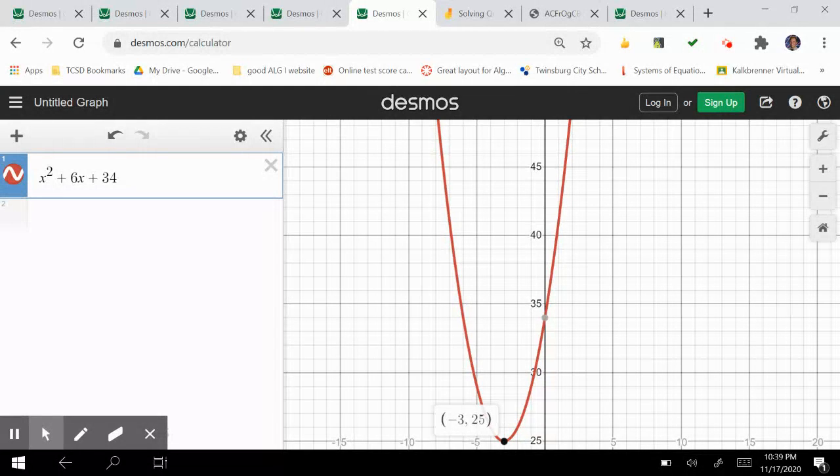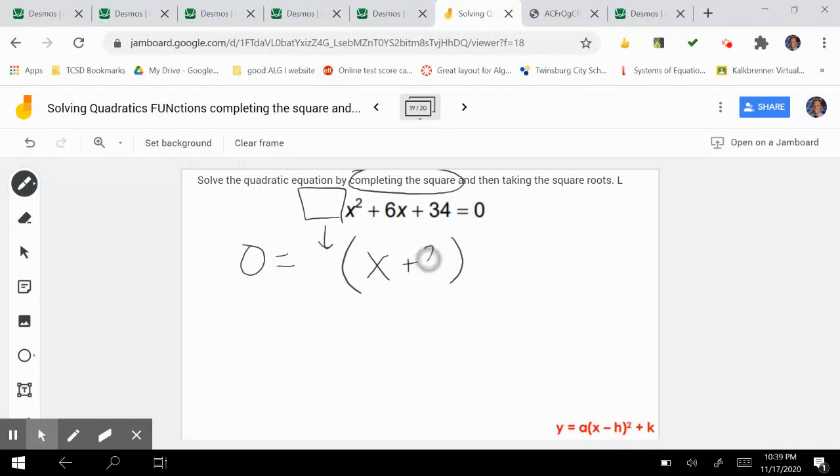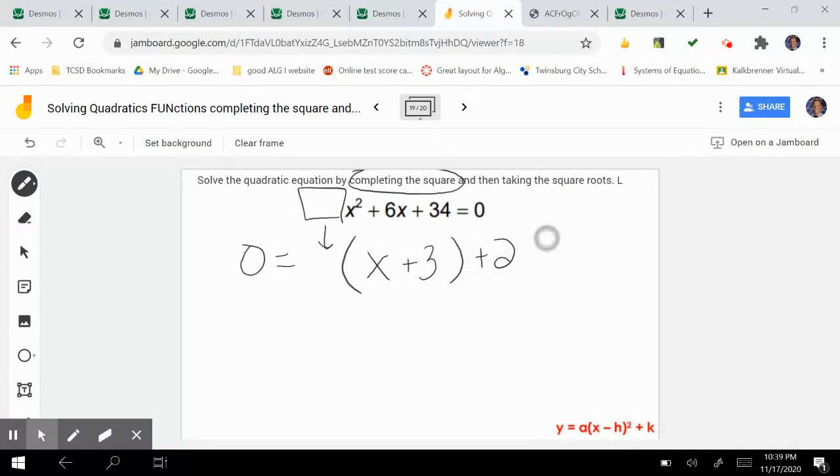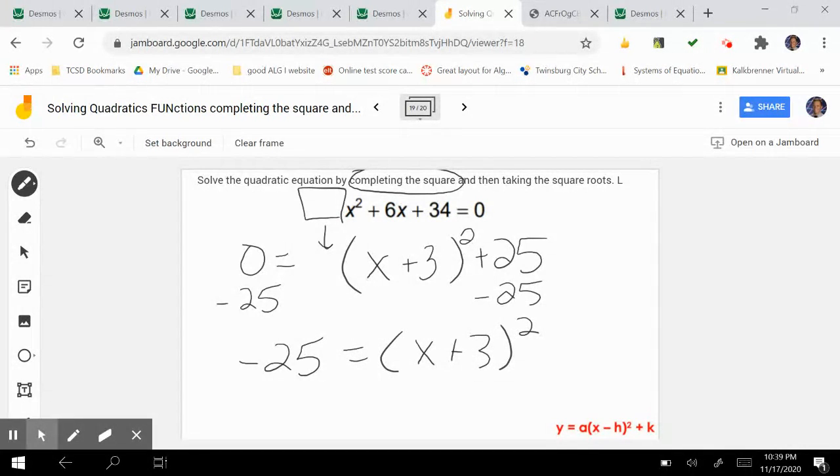What's the opposite of -3? That's going to get us our plus 3 here. And then my k value stays the same, so it's plus 25. If I solve this, forgot my squared, sorry. I'm going to move and isolate that parenthesis, that perfect square trinomial. And I'm going to get -25 on this side equals x plus 3 squared on the right. Square root both sides since it's isolated. And again, if you look, don't fall for the trick. You cannot take the square root of a negative.